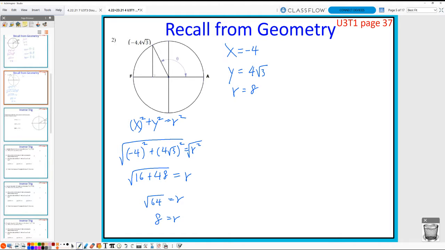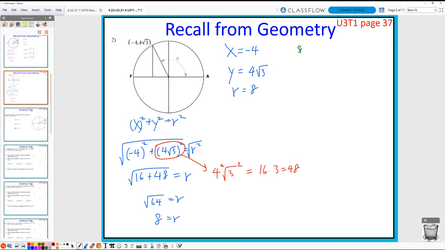So real quick, however, let me just show you how this becomes 48. This is the same thing as 4 squared times root 3 squared, which ends up being 16 times root 3 times root 3, which of course is just 3, and that's 48. Okay, so that's how I got 48.